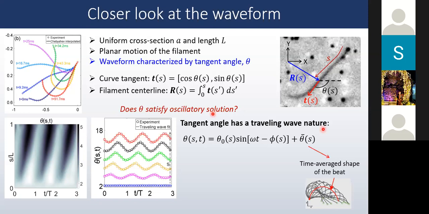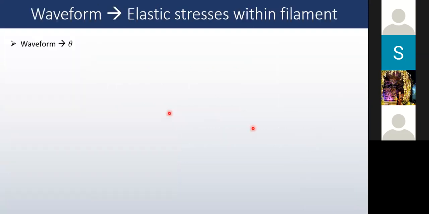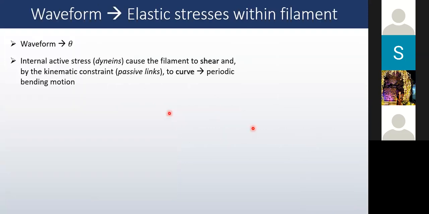Okay, so far so good. I have a waveform characterized by tangent angle theta. It satisfies an oscillatory solution, and more, a traveling wave nature. Now let's find out the elastic stresses in the filament. So again, a quick recap: the dynein motors cause the filaments to shear, that is, to slide with respect to one another, and by the kinematic constraints that are present, to curve. And that's how you get the beautiful periodic bending motion.